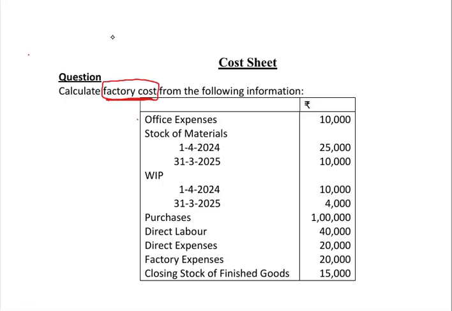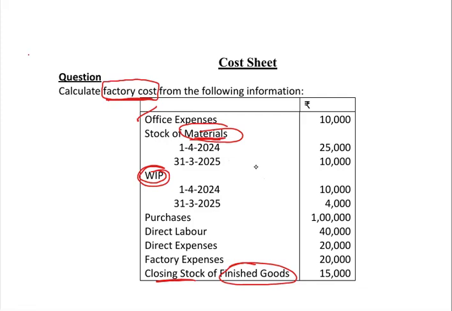The first one, office expenses, is given. Next, stock of raw material: the opening stock is given, that is 1st April 2024, 25,000, and on 31st March 2025, 10,000. The stock of WIP is also given. The difference between the previous question and this question is the stock. In the previous question, stock information was not given. In this question, the stock information of material, WIP and finished goods is also given.